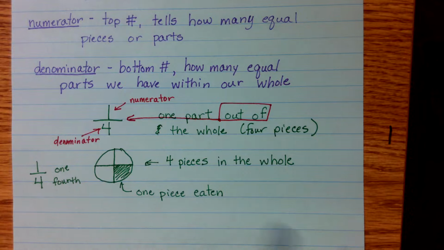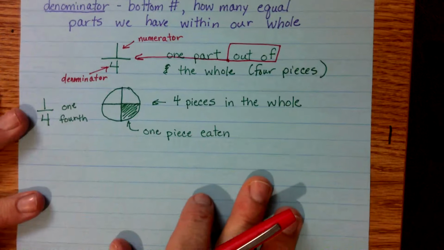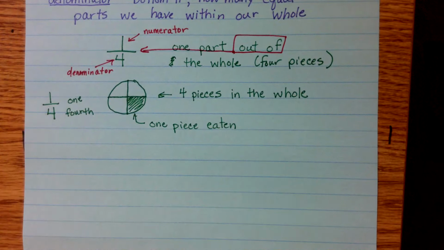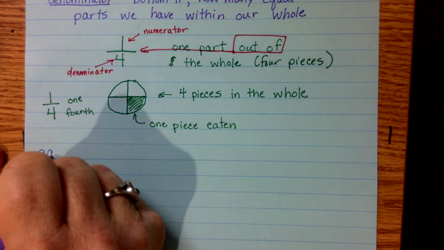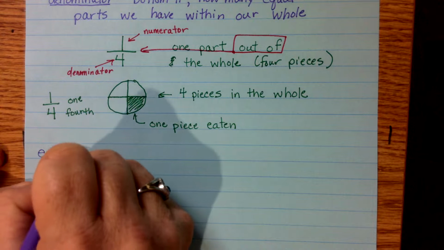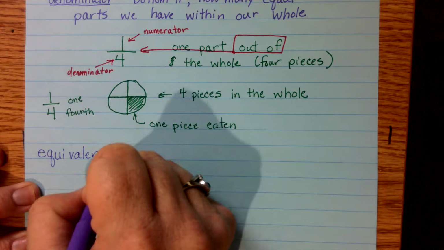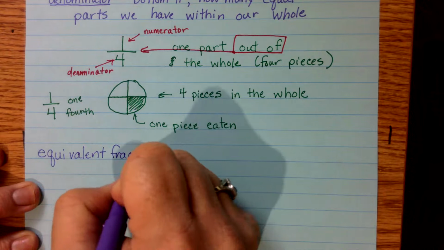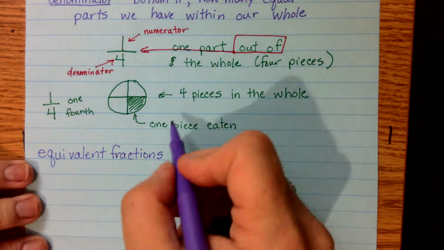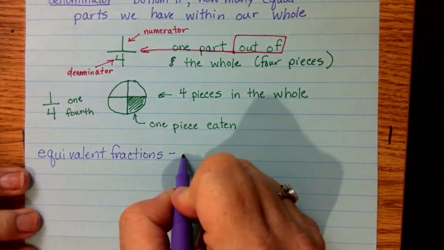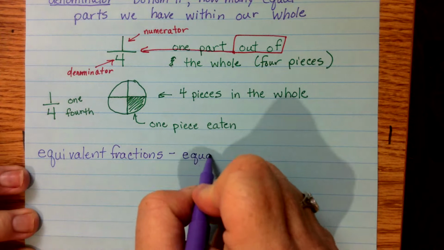Okay, now the last vocabulary word that we need to look at is equivalent fractions. So let me write that down, equivalent fractions. And equivalent fractions are fractions that have the same value. Equal to the same amount or have the same value.